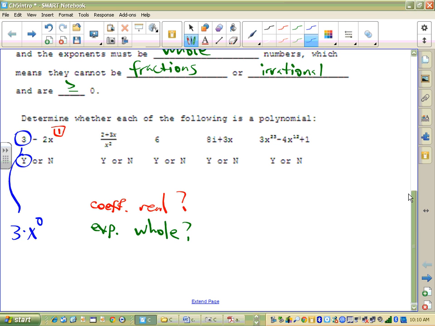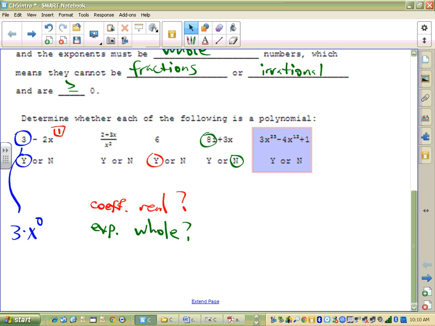Okay, the first one, yes, it is a polynomial. The third one with just the 6, it's also a polynomial. Now, if we go to this one, the 8 plus 8i plus 3x, in this case, 8i is imaginary, so that's not, okay, because of that 8i right there. That's not real. That's imaginary.